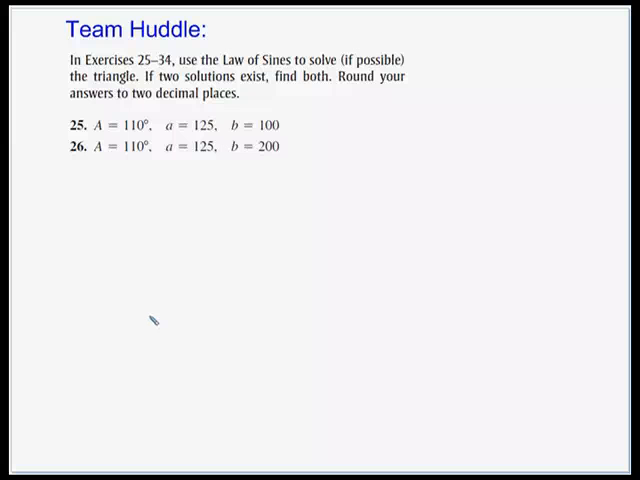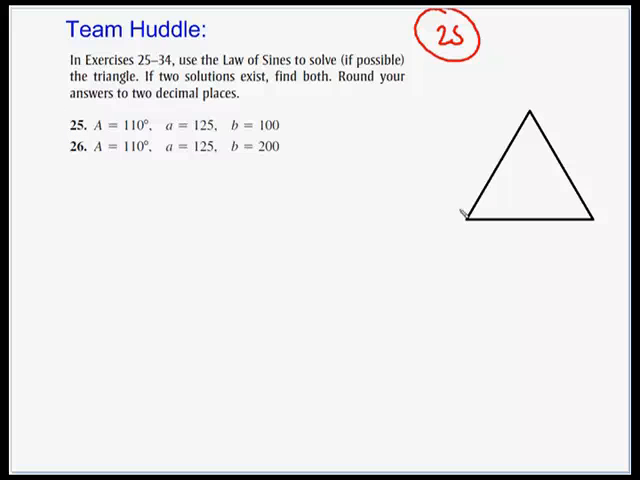For the huddle, number 25 is one triangle. Number 26 is a different triangle. You know, analyze them separately. Do the work, see if there is a second possible triangle. If there is, solve that triangle too. You might have one solution, you might have no solutions. So pause the video, try number 25 and 26, and then start it back up and see how you did.